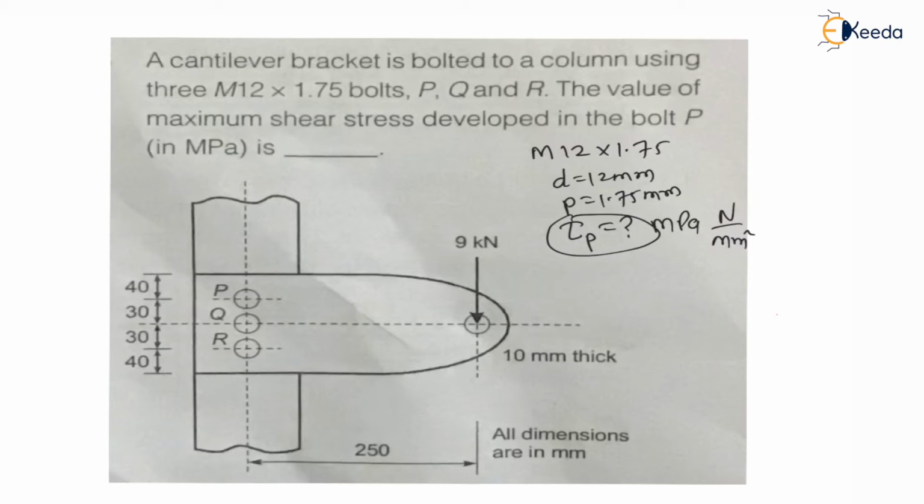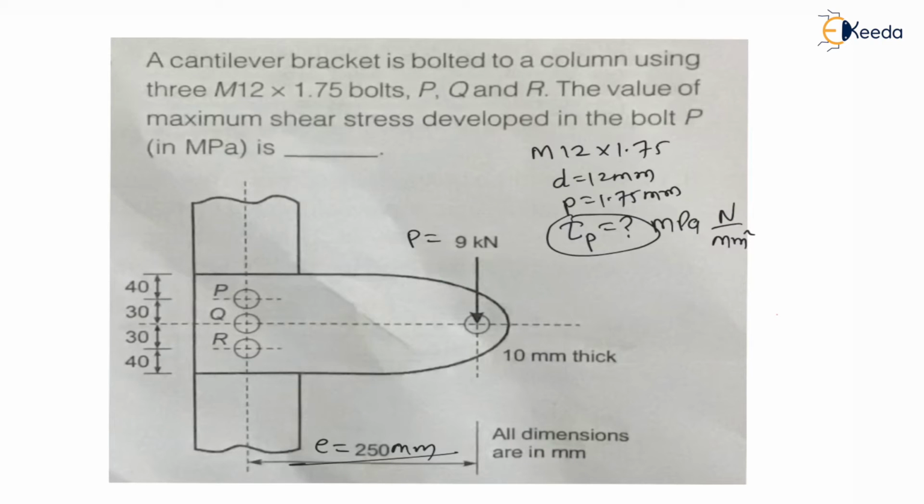Let us observe this question. Here can I say bolts PQR are given, and these bolts are at an eccentricity of 250 mm from the applied load, right? Here the applied load P is nothing but 9 kilonewton, where this P is at an eccentricity of 250 mm, right? All dimensions are in mm. Here it is somewhere mentioned that all dimensions are in mm.